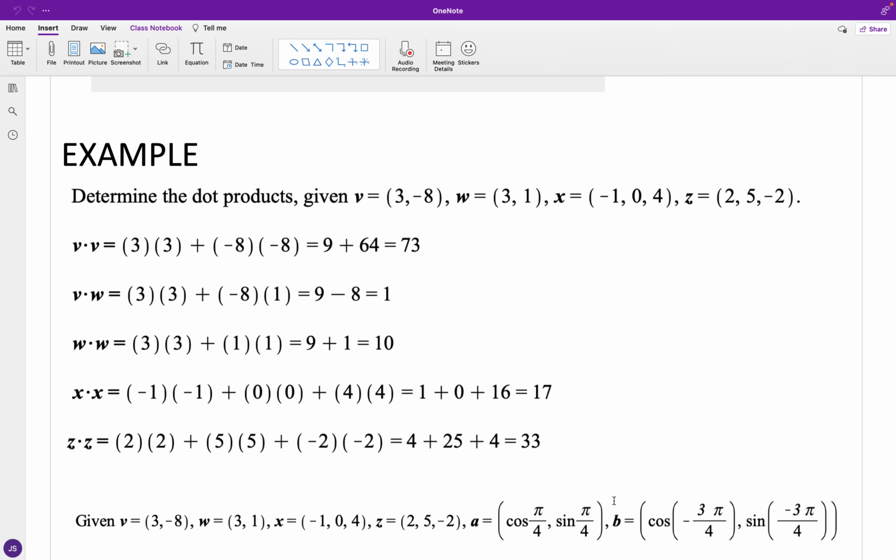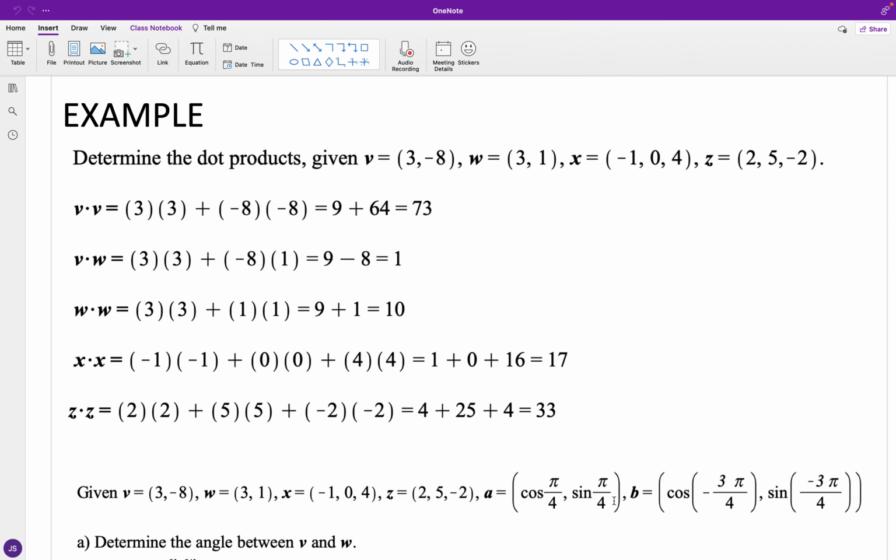And let's say we have additional vectors, A and B, where we had defined them in trigonometric terms. For A, we're going to have the cosine of pi over 4 and the sine of pi over 4. For B, we had the cosine of negative 3/4 of pi and the sine of negative 3/4 of pi.